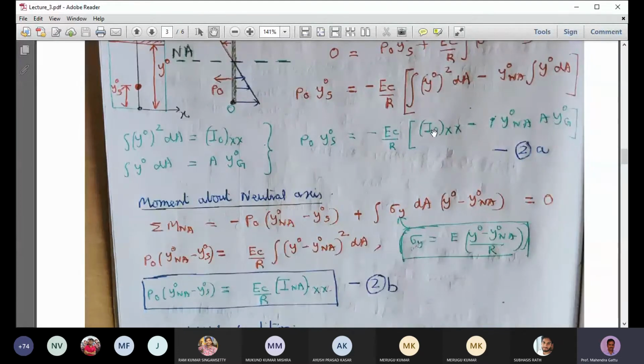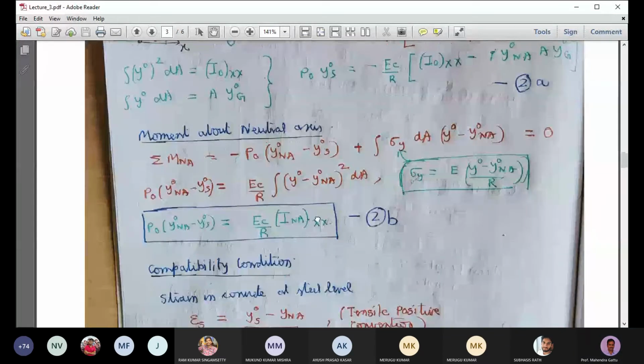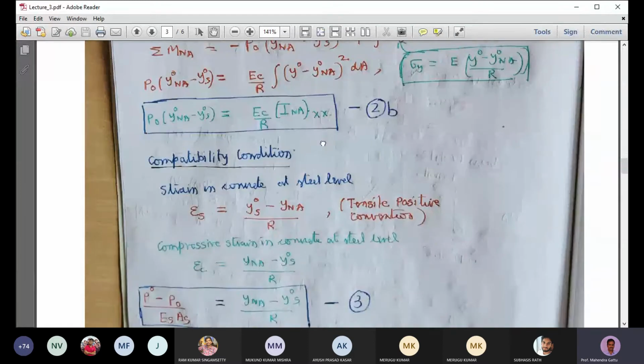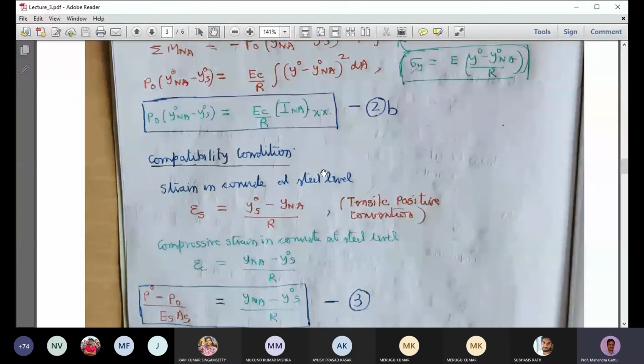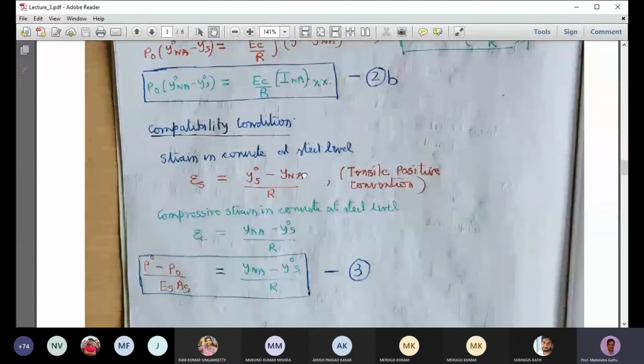Okay, and the two equations we express in terms of moment of inertia about O and moment of inertia about the neutral axis. So this is regarding the second set of equations. And we need one more equation, that is a compatibility condition. So we already discussed the loss of strain in steel is equal to the gain in compressive strain in concrete at the steel level.